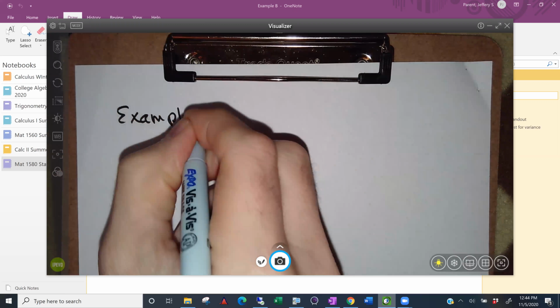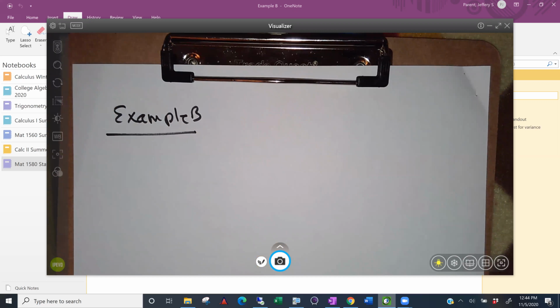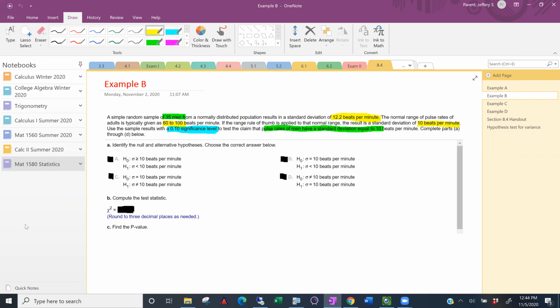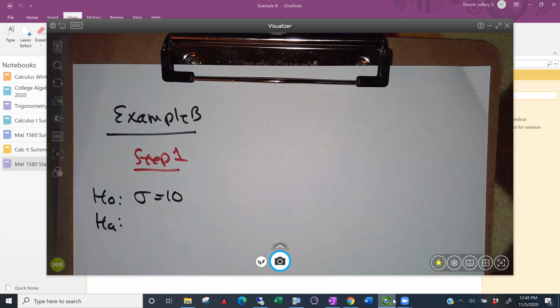So example B. Step 1, let's state our original claim. So what's the original claim in this one? Give you a hint, it's highlighted. Is it 35 men? Well, 35 men is something that we're going to definitely need here. But what's the claim? Standard deviation is equal to 10 beats per minute. Awesome. Standard deviation is equal to 10 beats per minute. And what's that say about the alternative then? Not equal to. Not equal to. Awesome. Thank you again.